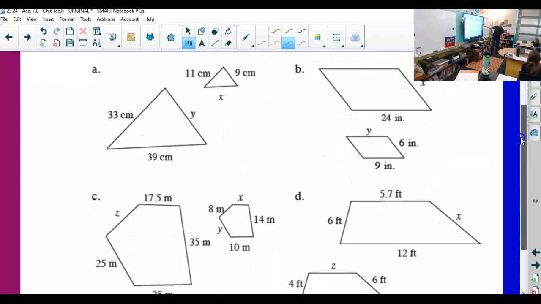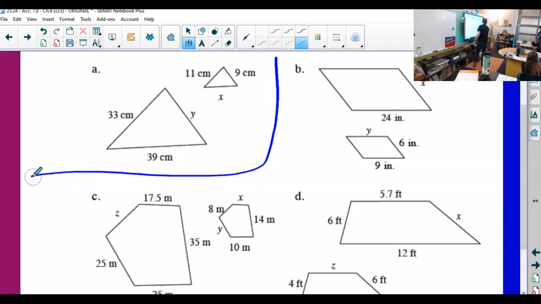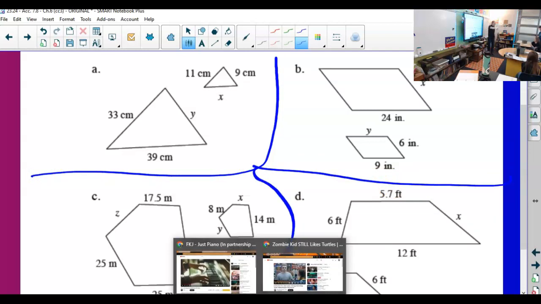All right, let's test our skills. Let's find all the missing sides on all of these. How do you know which shape correlates to which? So like A has those two triangles. Do they tell us which is new and which is original? No, so that's up to you. If they don't tell you, it's up to you.